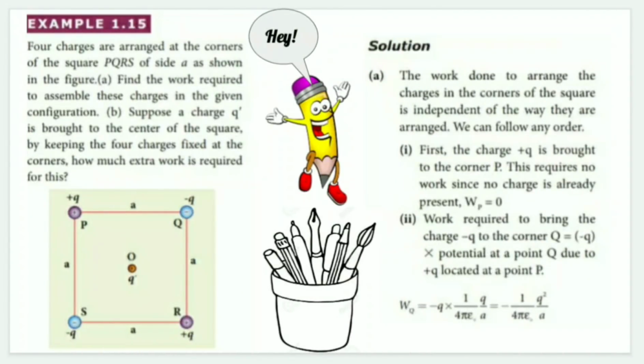See, with respect to the minus q charge present at the point q, it is very simple. We will follow the similar rule that we have done already. So plus q into minus q divided by 4 pi epsilon naught a, the same thing. But what about the distance between p and r now?